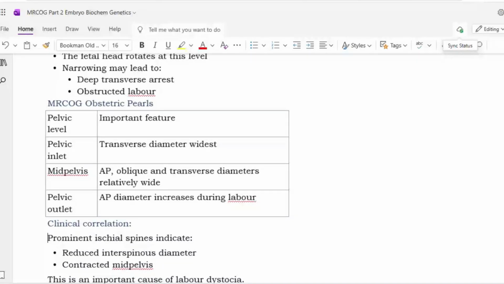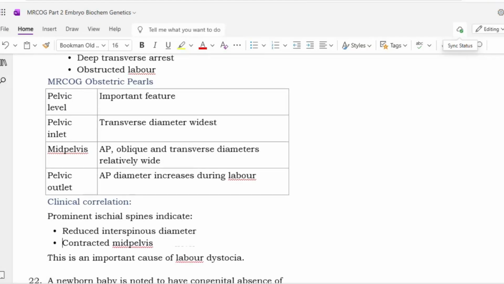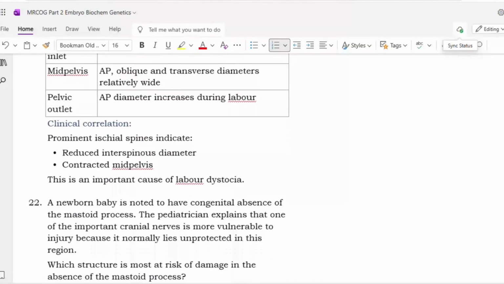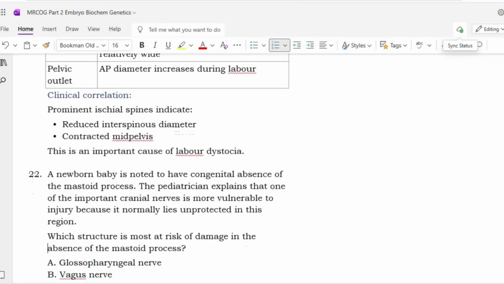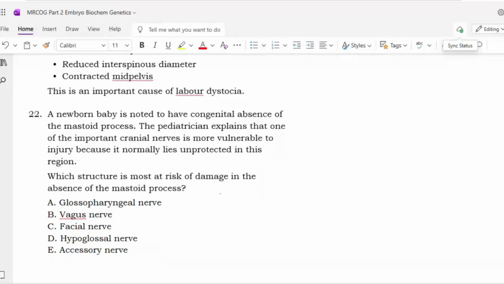So pelvic level, an important feature. At the pelvic inlet the transverse diameter is the widest. At the mid pelvis all diameters are relatively wide, and at the outlet the AP diameter decreases during labor. So clinical correlation: prominent ischial spines indicate reduced interspinous diameter or contracted mid pelvis. This is an important cause of labor distress.